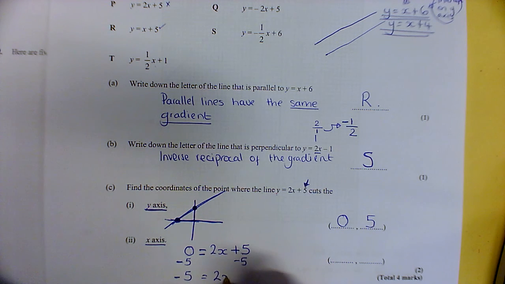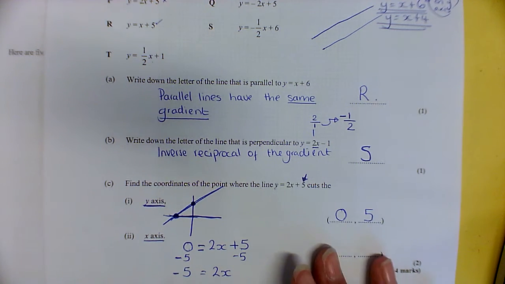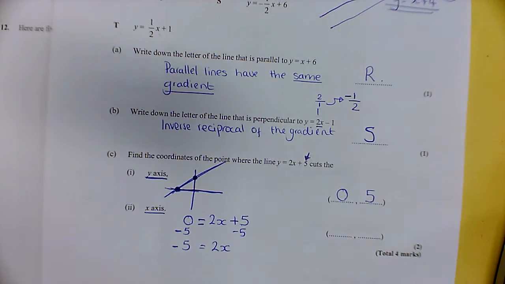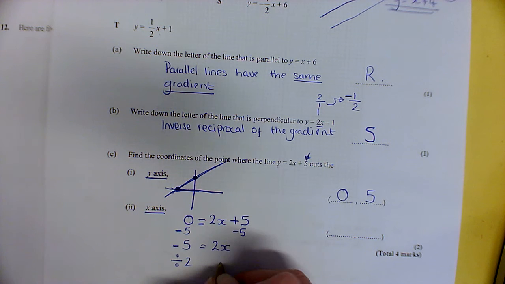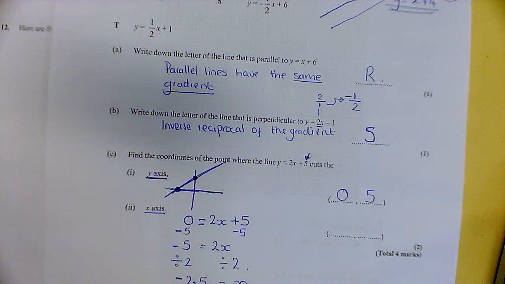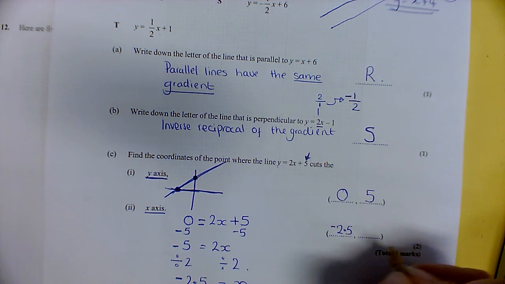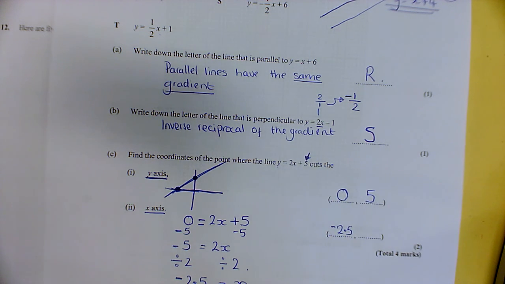I don't need to know what 2x is, I want to know what 1x is. So I'm going to divide both sides by 2. Well, half of minus 5 is minus 2.5. So x is equal to minus 2.5. So I've got minus 2.5 here. And my y, we know, is equal to 0. So minus 2.5 and 0.